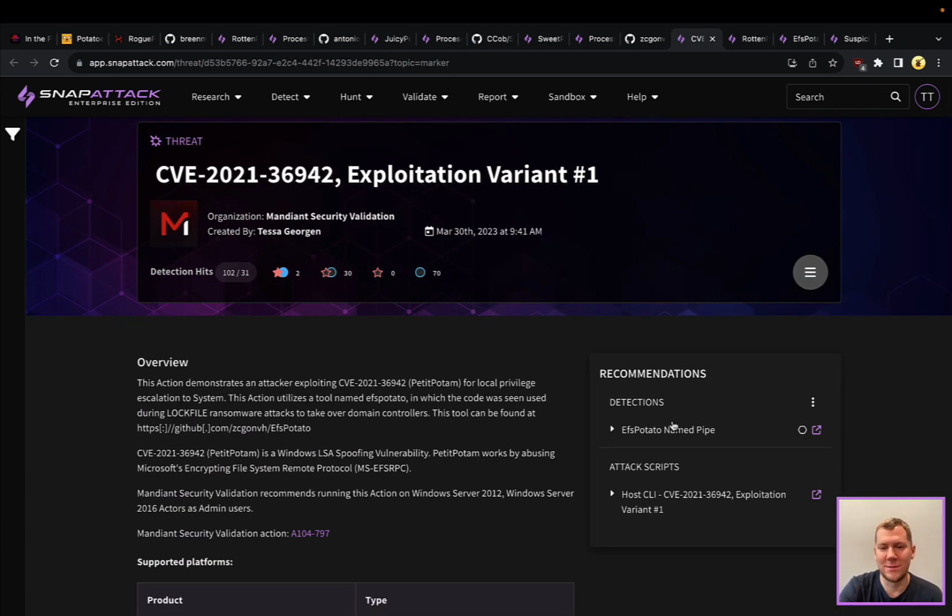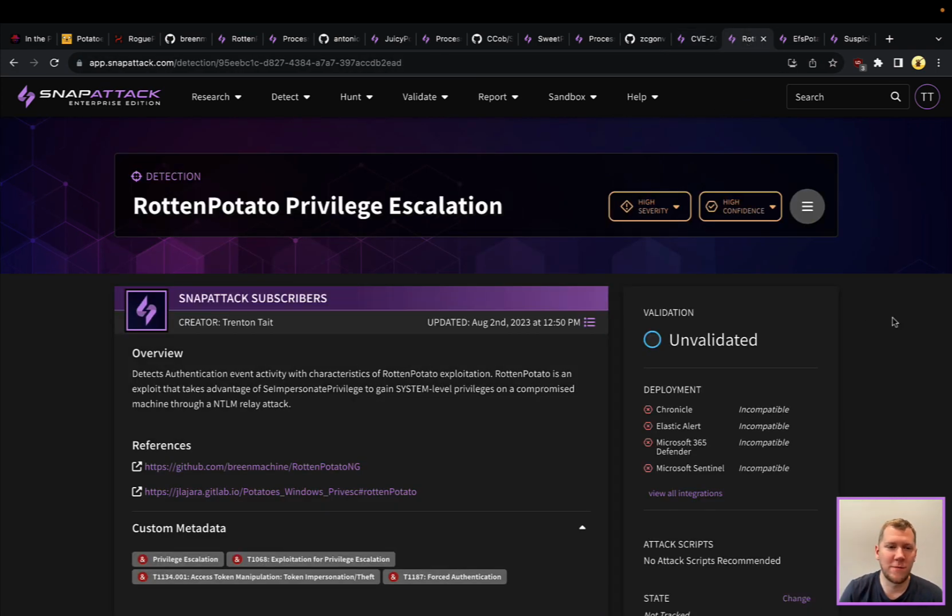And again, there's some detection opportunities here. So generally speaking, how do I detect these potato exploits? How do I keep myself protected from them? Couple of things. You can always look for the very specific potatoes that you want to detect. I'll just go through a couple of these really quickly.